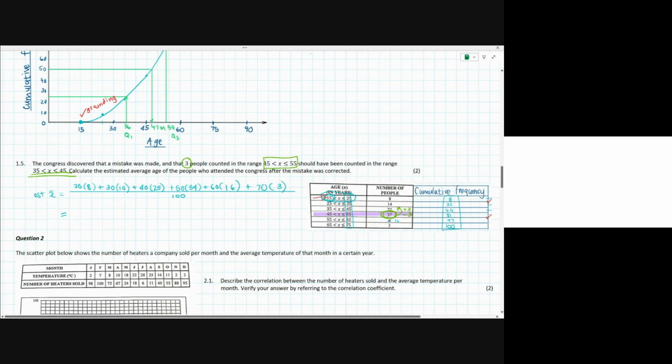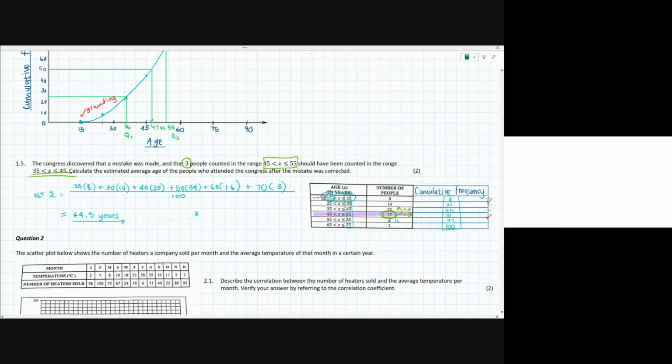All right, so if you've forgotten how to work out an estimated average, yeah, this question is hard. But estimated mean, we take the midpoint of each interval and we times it by the frequency, add them all together, divide by your total number. And so in this case, the estimated average age was 44.5 years. You don't have to write years, you can just write 44.5, it's fine. But that is our estimated mean.